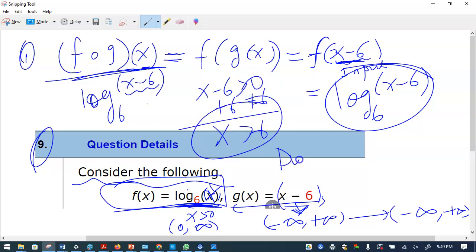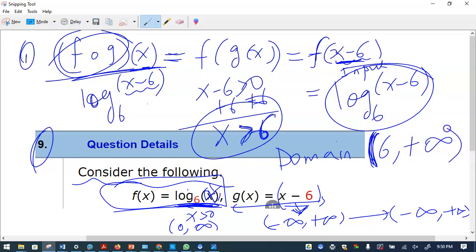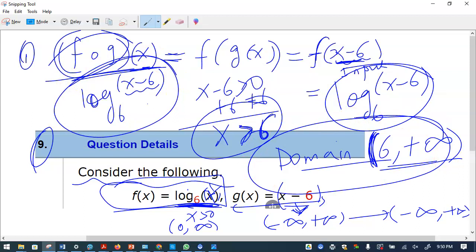That means the domain for the new function f circle g will be x greater than 6. Anything greater than 6, that means 6 is the lowest you can go, but you can't take 6. So everything from 6 until infinity becomes the domain. So your two answers would be: one is this, but the domain is this. So be careful with that.